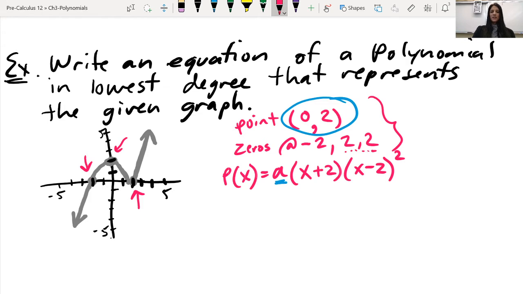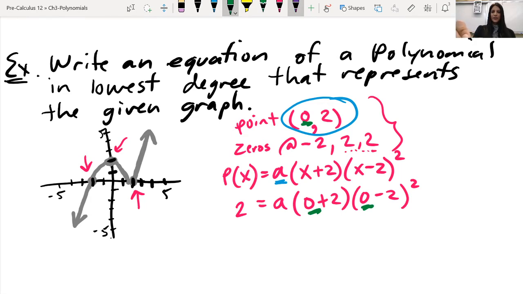So if the point is 0, 2, I'm going to plug in a 2 for the y value. The a stays there, and the 0 goes in for x. And again, you definitely don't have to plug it all in and write it out. I know that you all know how to do this, but I want to make sure that you very clearly can see where everything is coming from. So that's where this stuff is coming from.